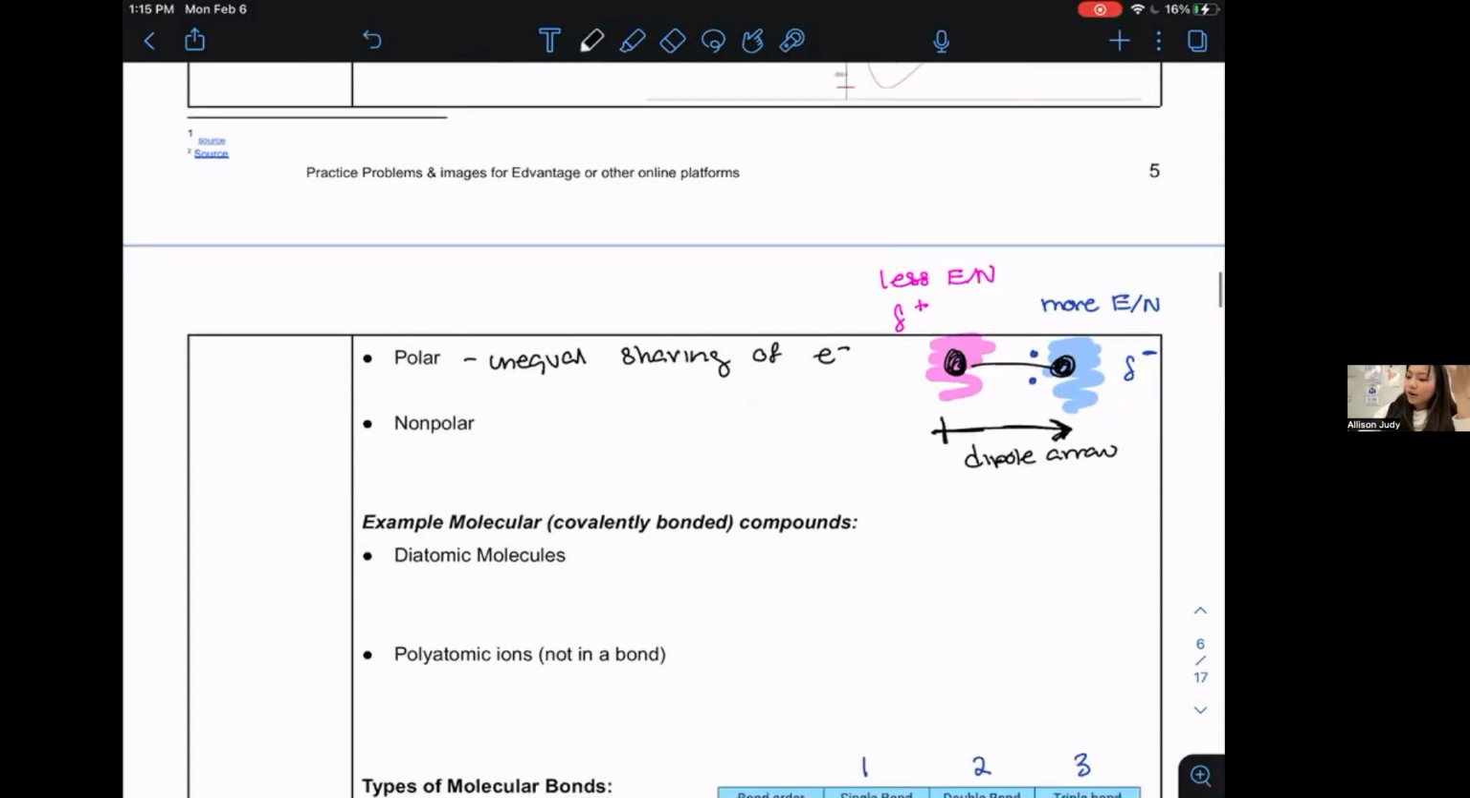Okay. Now, of course, there are the good little kids that do share equally. That's non-polar. Okay. This is equal sharing. Yeah, that's definitely not Maggie. By the way, for all the parents listening to this, it's fine. Maggie roasts me too. Equal sharing of electrons.